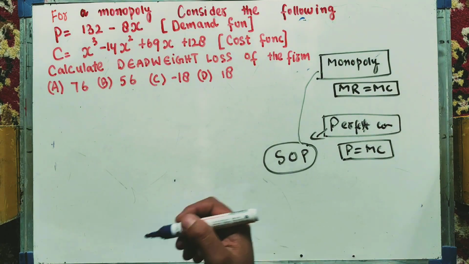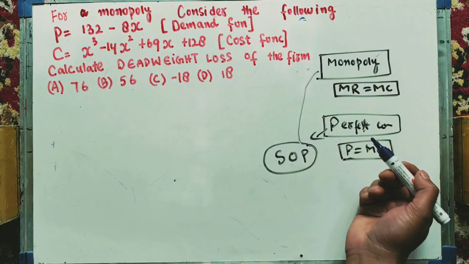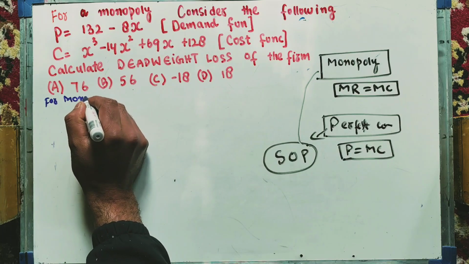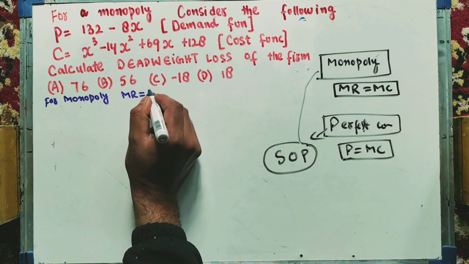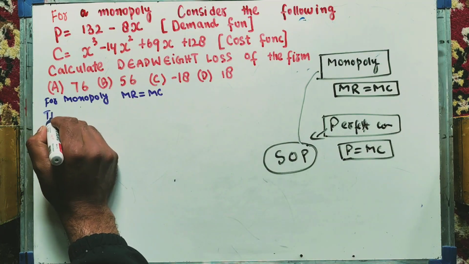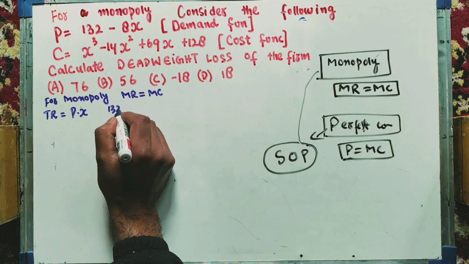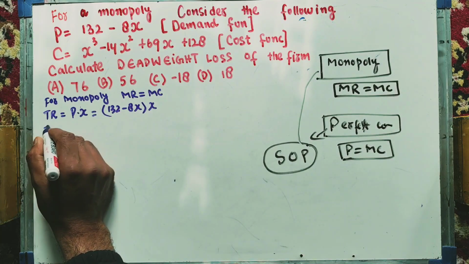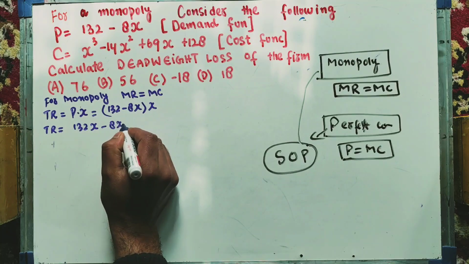Let's first take the monopoly case, and we have the demand function. This is our cost function. So to find out for monopoly, what we do, we equate marginal revenue with the marginal cost. So to find out marginal revenue, we need to find out the total revenue. So what will be total revenue? That will be price into output. So price is 132 minus 8x. To this we multiply by x to get the total revenue. So total revenue will be equal to 132x minus 8x square.